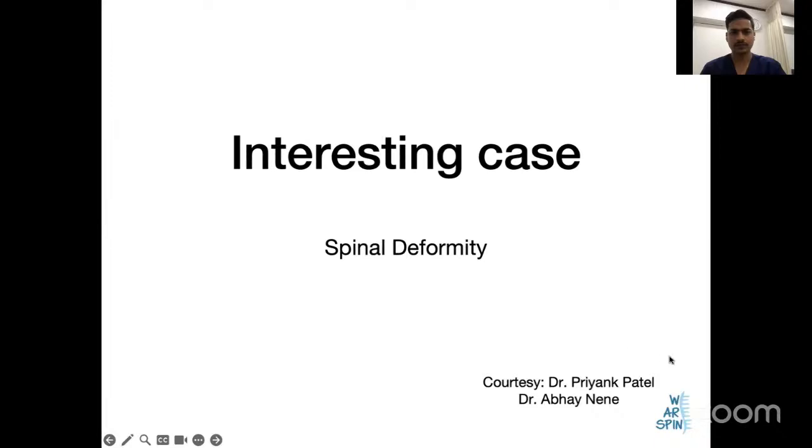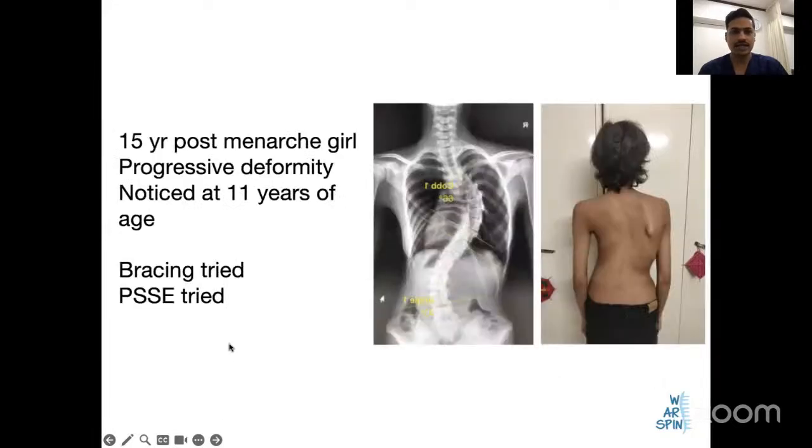Yes. So, good evening, one and all. I'll be presenting a case of a 15-year-old post-menarche female whose deformity was noticed at 11 years of age, and she was managed conservatively for quite some time, till 15 years of age. Now, she has presented to us with this X-ray, where her shoulders seem to be balanced, and her right-sided loin crease is more.